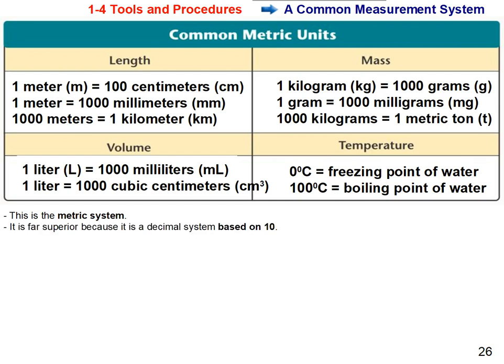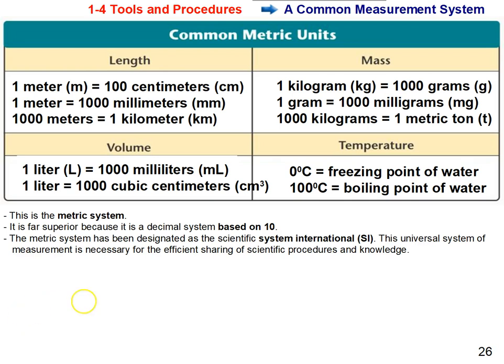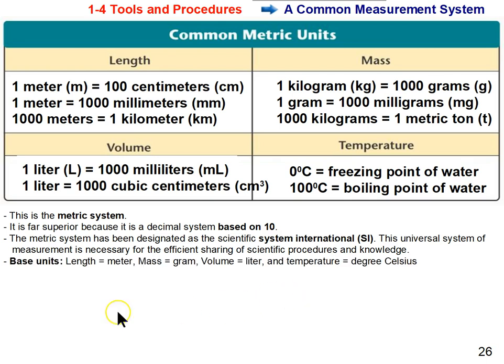And that's because it's based on 10. It makes a lot more sense. It's not as arbitrary as the imperial system. The imperial system is like, you know, some king at some point said, okay, a yard's going to be the distance from the tip of my nose to the tip of my finger, or something like that. It's completely arbitrary. So again, it's known as the System International, and it's the universal measuring system used in science. The base units for length is the meter, for mass is the gram, for volume is the liter, and for temperature is degrees Celsius.